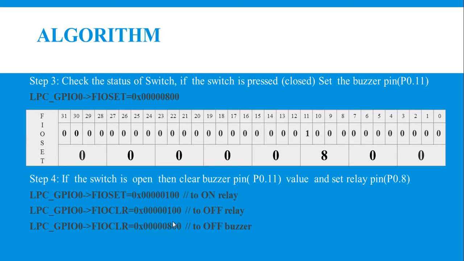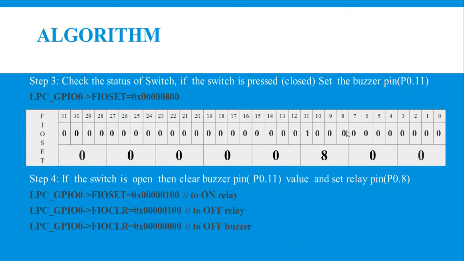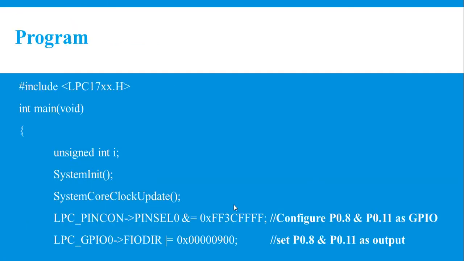0x00000800, and if you want to switch on the relay, it corresponds to the 8th bit position. That means this bit should be 1. If you make this bit 1, then the value is 0x00000100. Again, by using the set or clear register, you can send either logic 1 or logic 0 via the 8th pin. So this is for switching on or off the relay. This is about the algorithm of the program.